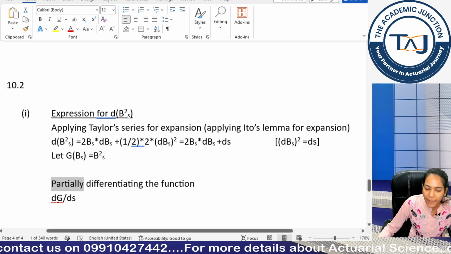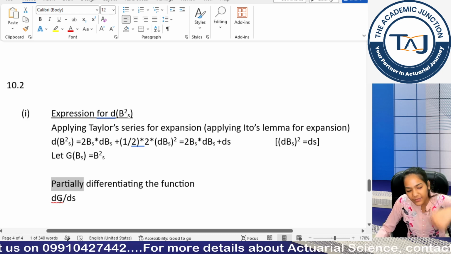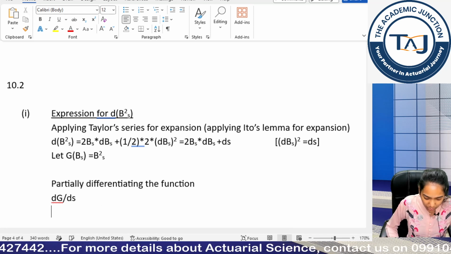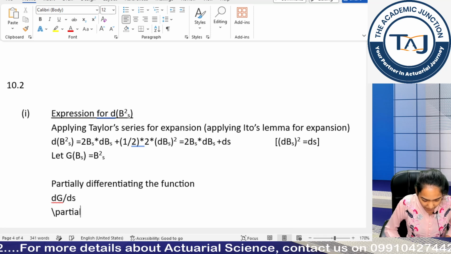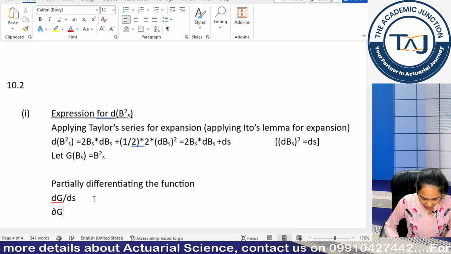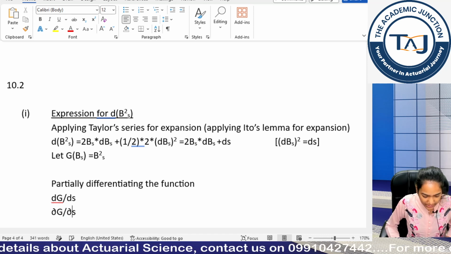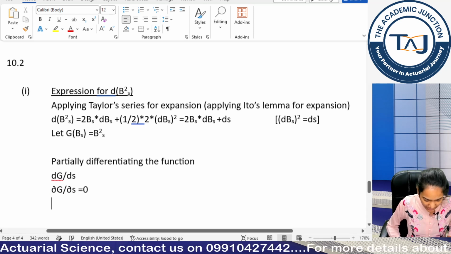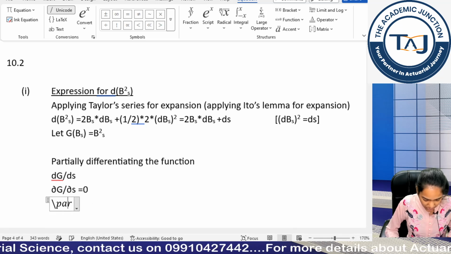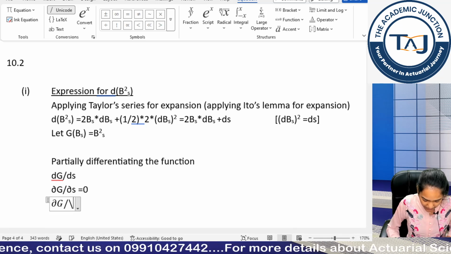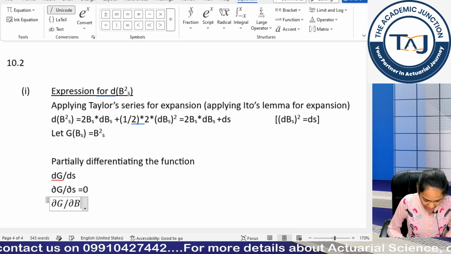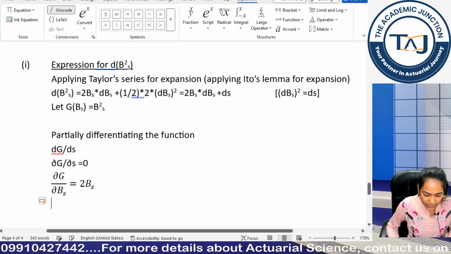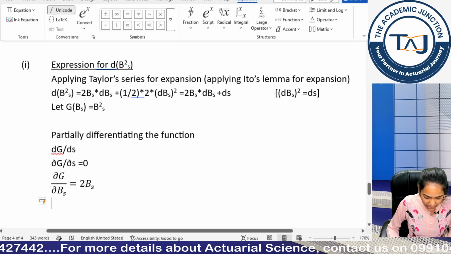Okay, since I have mentioned the word partially here, it basically gives the examiner a hint. Okay, I am using partial here. I do not specifically need to use that del sign. But if you still want to use the del sign, how to get the del sign guys? Backslash partial G by backslash partial S. Okay, in the equation editor this is the same thing. So it is 0 basically. Let's use the equation editor this time. So I have partial G by partial dBS. Clear? This is 2dBS basically.